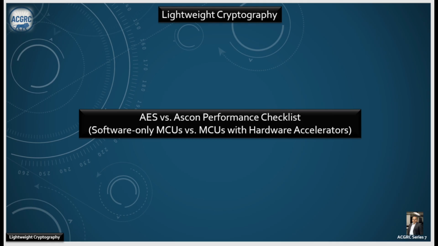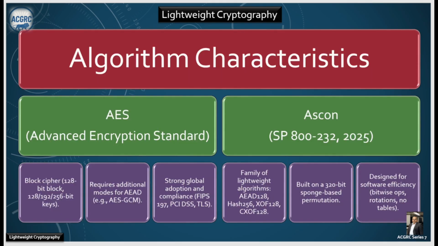Let's look at a performance checklist between AES versus Ascon. AES, or Advanced Encryption Standard, uses a block cipher with a 128-bit block and 128, 192, or 256-bit keys. It requires additional modes for AD. It has strong global adoption and compliance with various standards like PCI DSS, TLS, and so on.